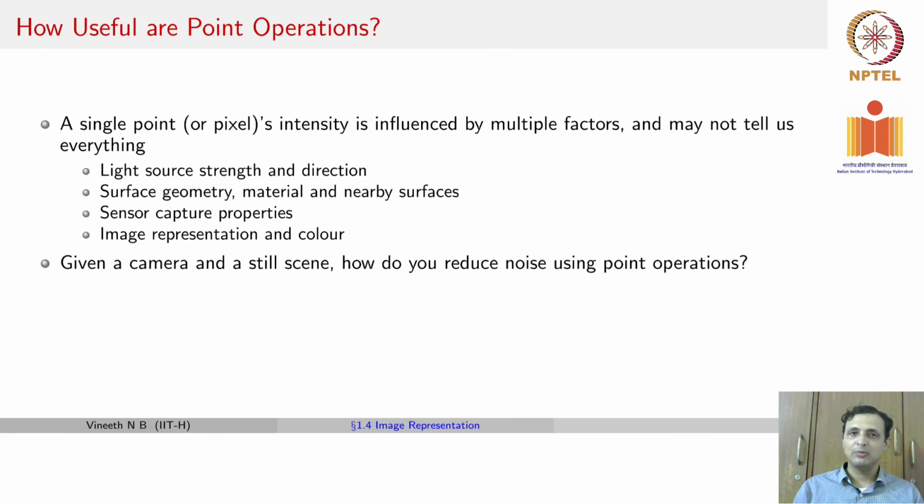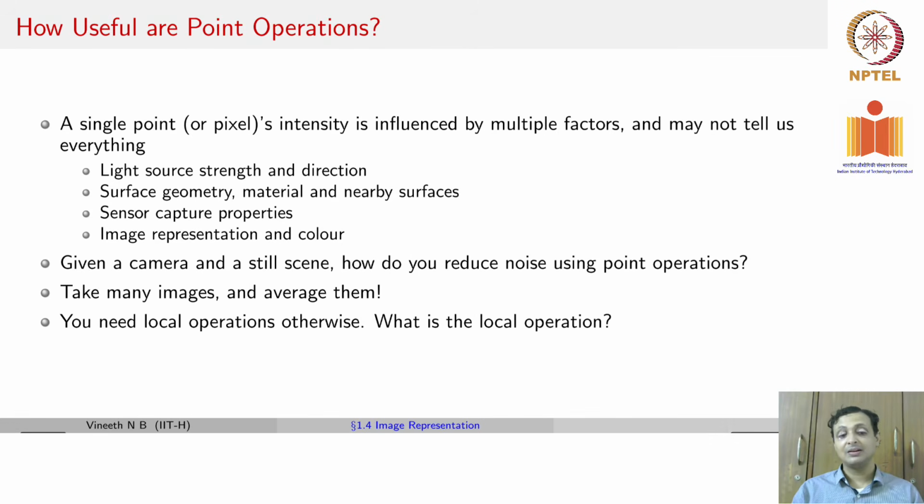Let's assume we give you a camera and you have a still scene, no movement. How do you reduce noise using point operations? The noise could be caused by some dust blowing in the scene, or by a speck of dust on the lens of your camera, or by any other reason for that matter. There could be damage on one of the sensors. Noise could be at various levels. How would you reduce noise using only point operations?